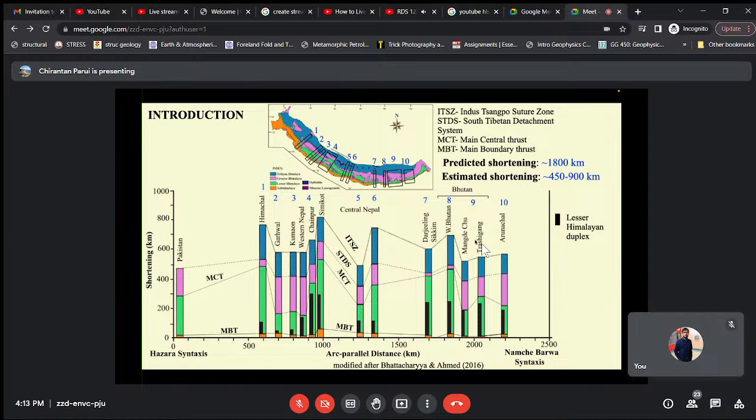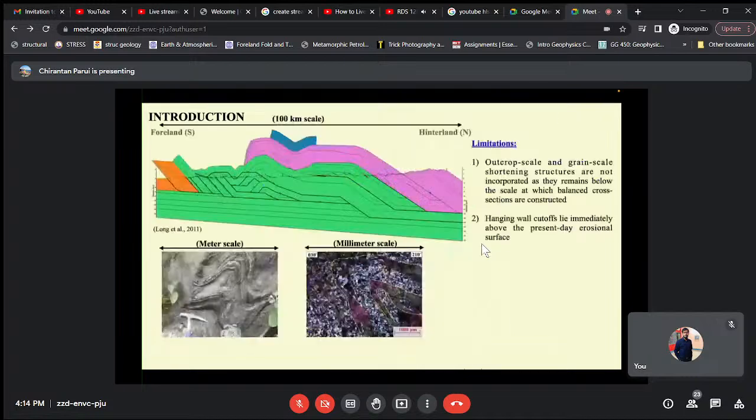And number two, the shortening has been estimated from these different transects by different methods, indicating that the lateral variation in the structural architecture is also reflected in the minimum shortening. The outcome is that the shortening structures cannot be incorporated into the geological sections because they remain below the resolution at which the cross-sections are constructed.